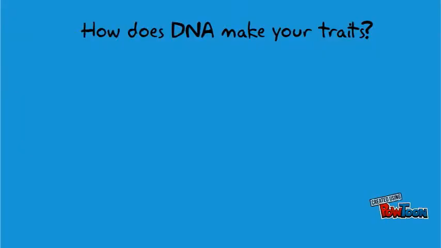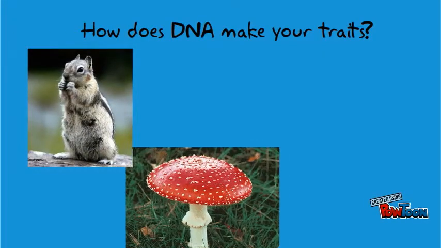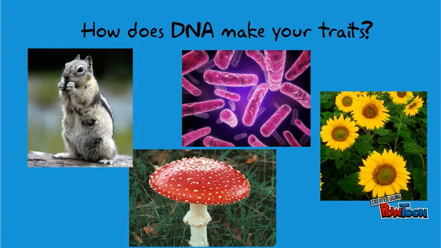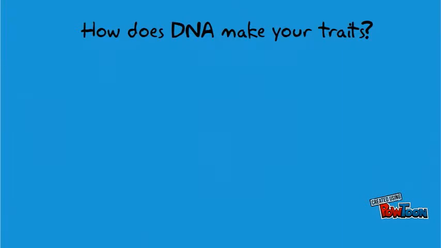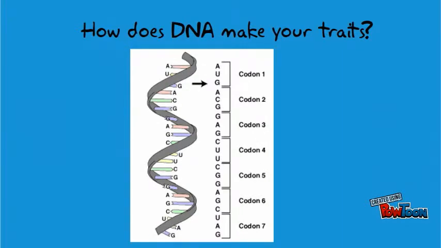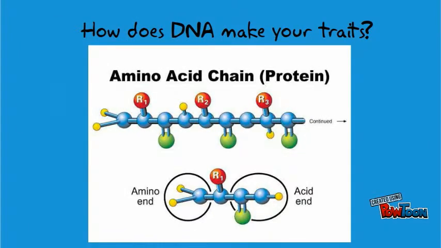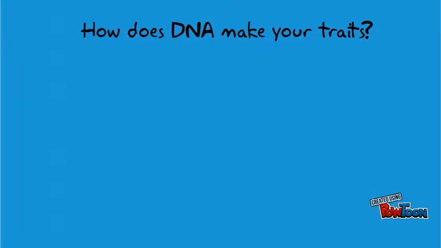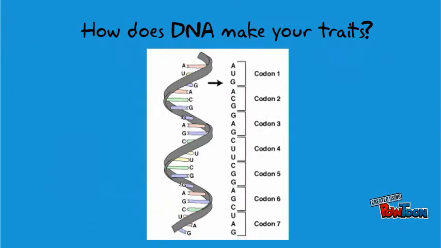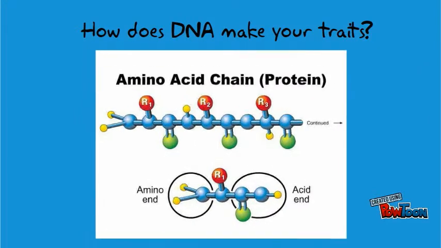So how does DNA make your traits? The characteristics of an organism are determined by the types of proteins made by the DNA. Every set of 3 bases, called a triplet, is a code for a certain amino acid. When a chain of amino acids is linked together, they make a protein. So, if a base changes, the amino acid could change too, which means a different protein might be made, thereby changing your traits.